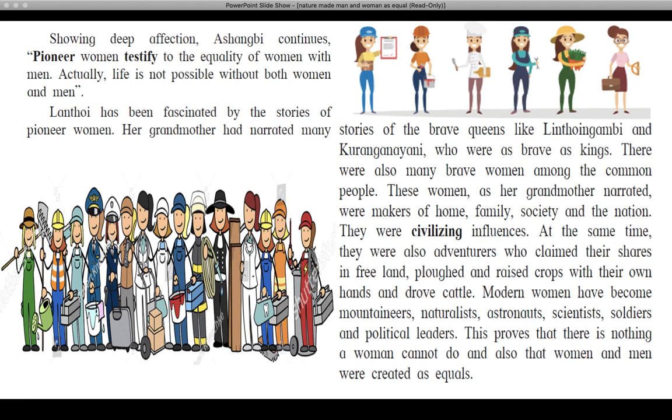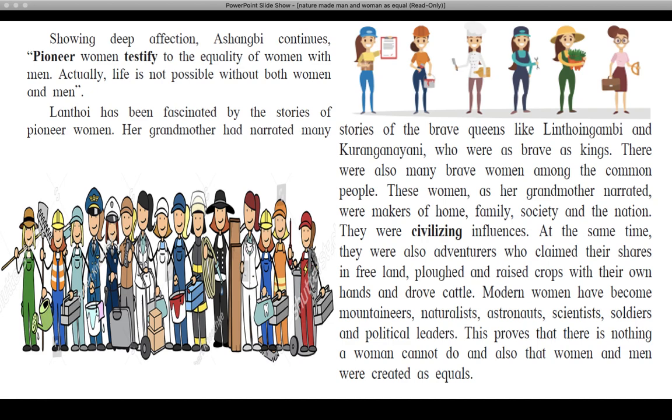Modern women have become mountaineers, naturalists, astronauts, scientists, soldiers, and political leaders. This proves that there is nothing a woman cannot do, and also that women and men were created as equals. So simple, yes or no?